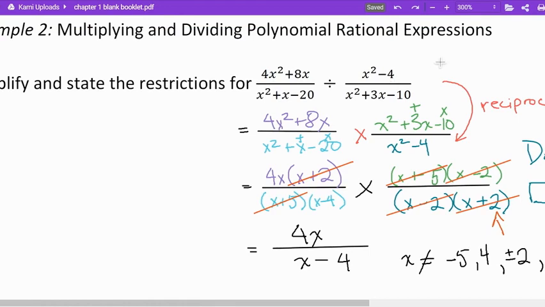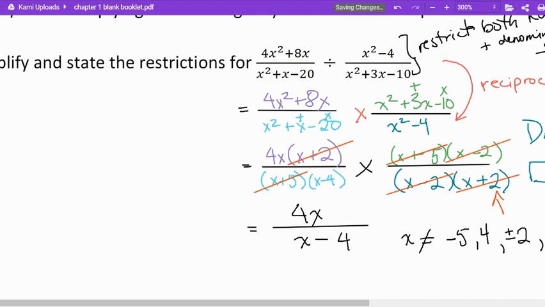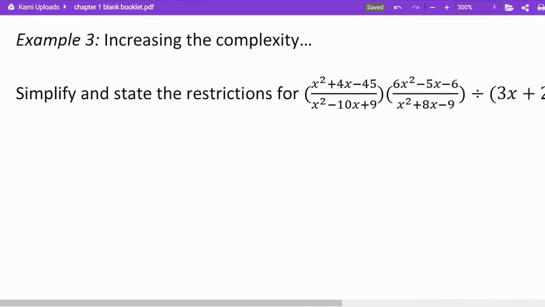Okay, so my note was: restrict both numerator and denominator when dividing. All right. Okay, here's a fun one.